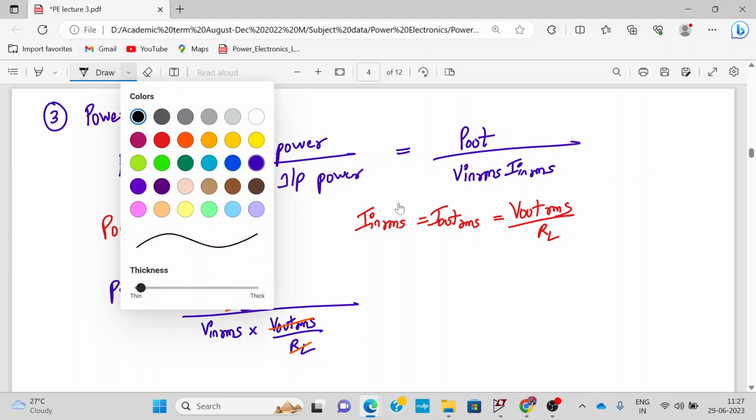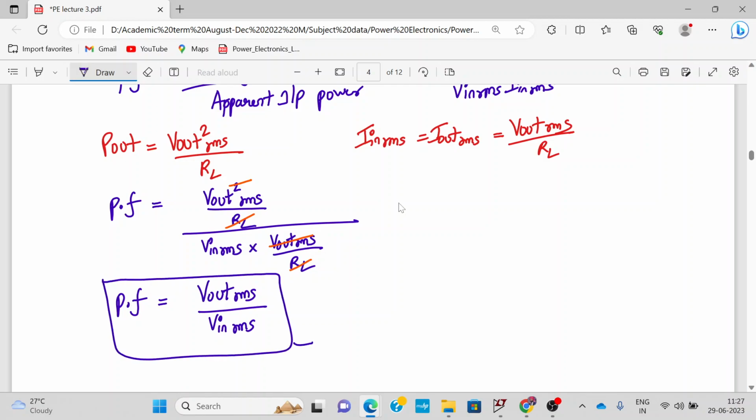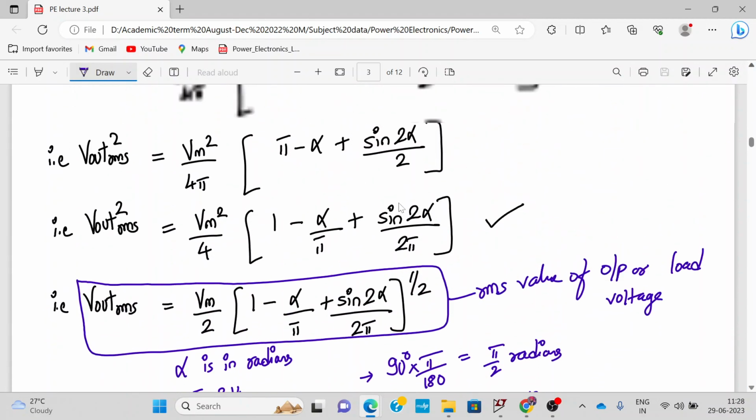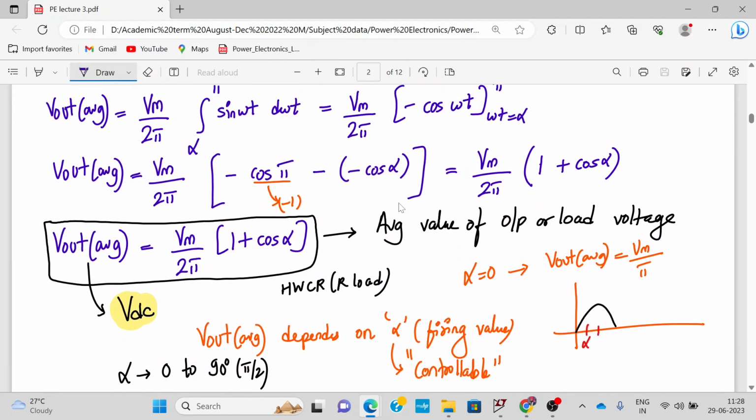So finally, what is the formula for the power factor? The formula for the power factor will be V out RMS divided by V in RMS. So that's the formula for the power factor for a half wave controlled rectifier using resistive load. For a half wave fully controlled rectifier, we have found the expression for the power factor, the RMS value of the output load voltage, and the average value.